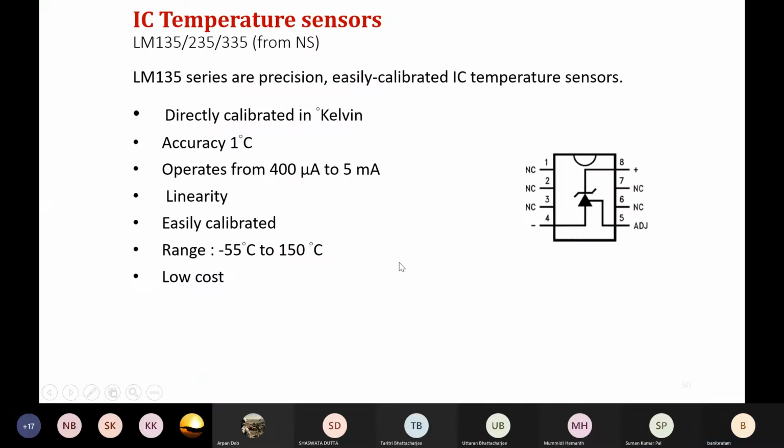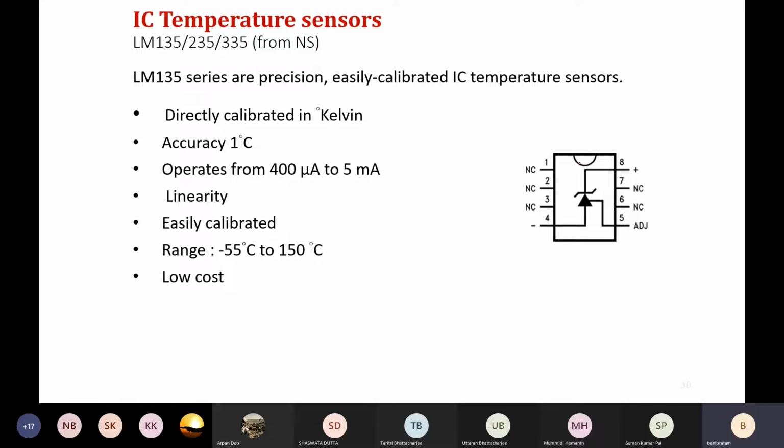Fine. After that, we have discussed the IC temperature sensor, which is basically manufactured by semiconductor technology and mostly works on the diode principle, because as you know, the current across the diode depends on the temperature, and that property is exploited to develop the IC temperature sensor. And here we have shown the diagram of the LM135 series, which is manufactured by NS, that is National Semiconductor. And this is the schematic block diagram. So here you can see these 8 pins are there, and mainly the diode property is exploited.